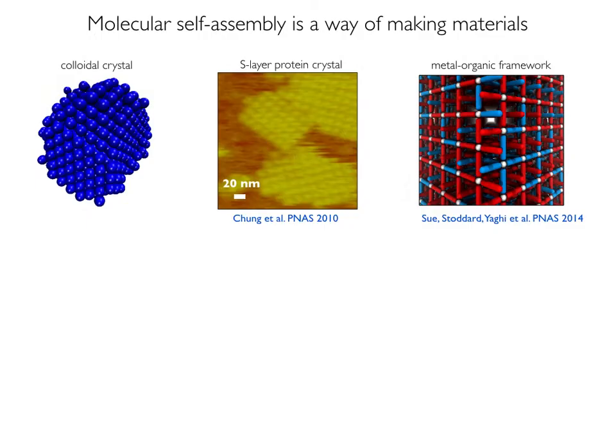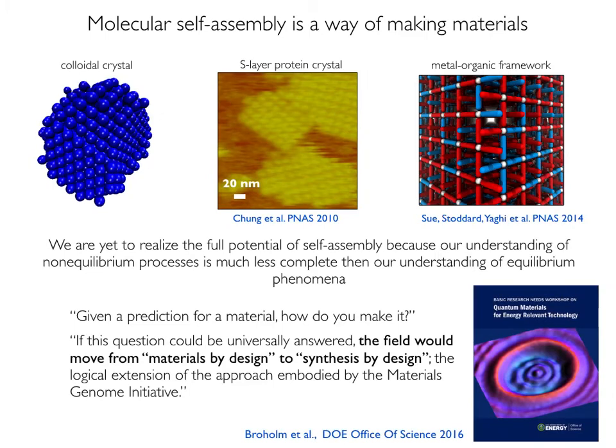Molecular self-assembly is a way of making materials, whether something simple like a colloidal crystal, or something more elaborate like the surface layer protein lattice that forms on the outsides of certain bacteria, or a metal organic framework used in gas capture. Despite many successes in the laboratory, we're yet to realize the full potential of self-assembly because it's a non-equilibrium process, and our understanding of non-equilibrium processes is much less complete than our understanding of equilibrium phenomena.